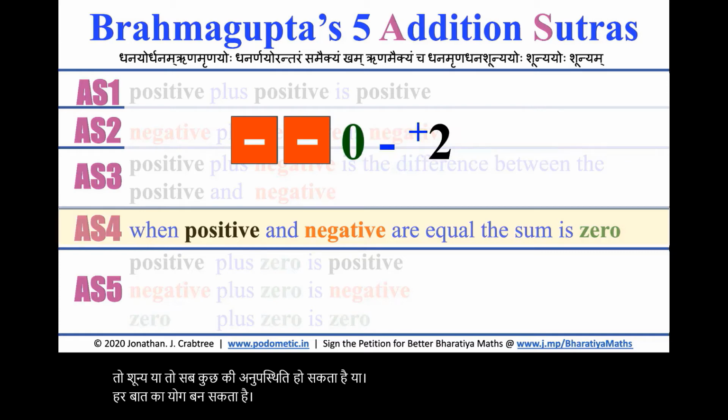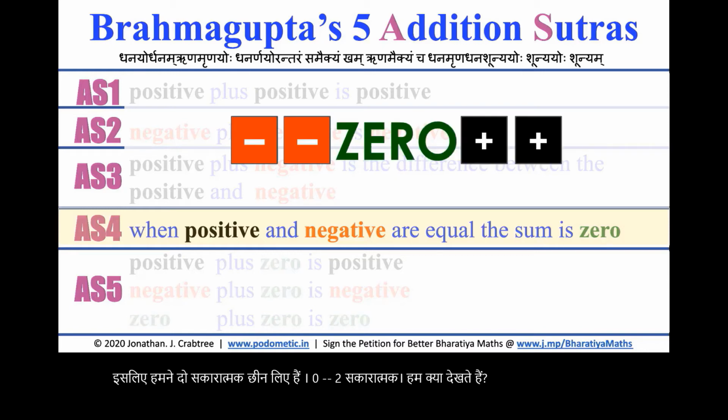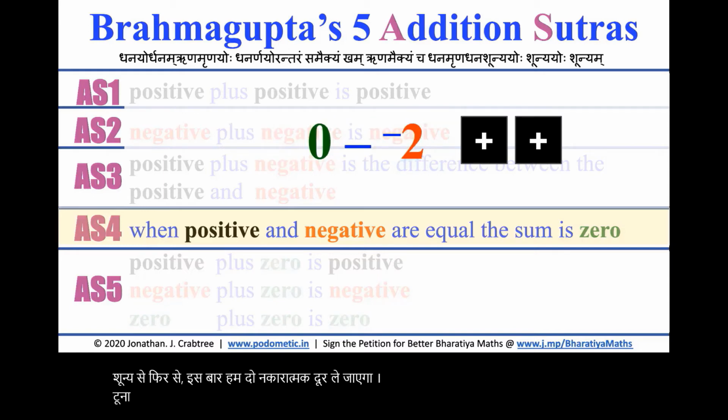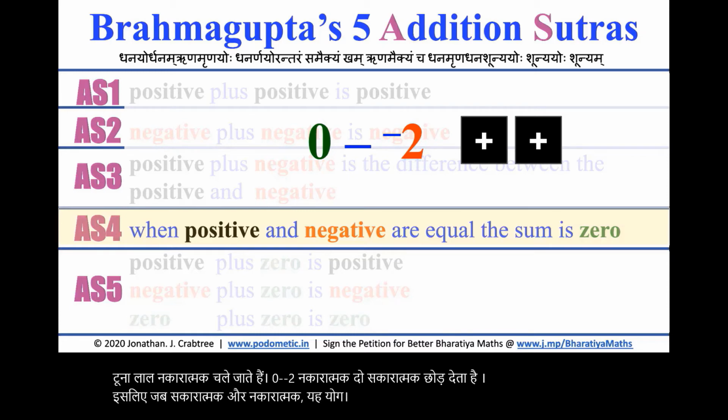So we have taken away 2 positives, 0 minus 2 positives. What do we see? 2 negatives. From 0 again, this time we will take away 2 negatives. 2 red negatives go away. 0 minus 2 negatives leaves 2 positives. So when positive and negative are equal, the sum is 0.